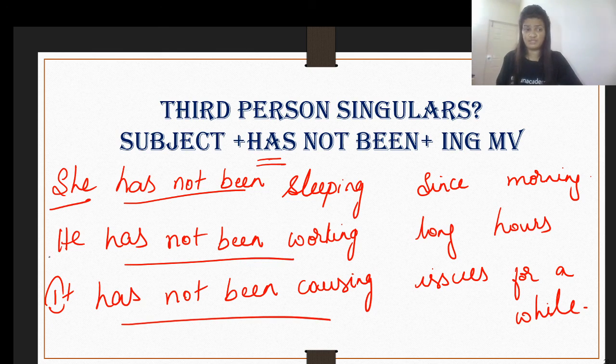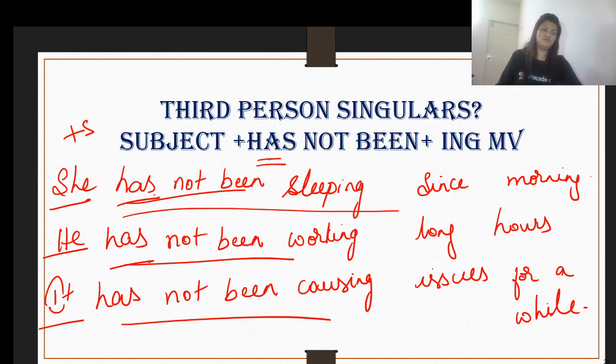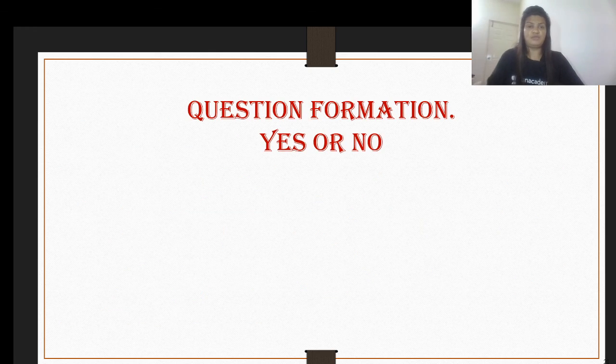And with the subjects he, she, and it, you use has. That is your plus s verb. And to speak about present continuous tense, you use has, and for negation, you use not, and been and an ing verb. That's your third person singular usage. How about forming your yes or no questions? Questions which ask for answers in response.